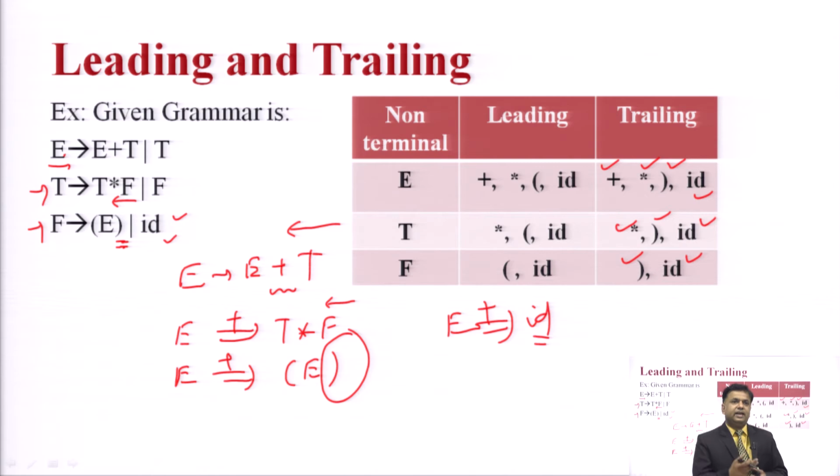Once we have the concept of the leading and trailing, then we can easily find out the relations between any two terminals. Any two terminals means what will be the relation between the plus and plus, what will be the relation between plus and multiplication, what will be the relation between plus and opening bracket, and so on. So, I think that the concept of the leading and trailing should be clear. Again I repeat one thing, leading means from the start, which terminal symbol will be my first, that is the concept of the leading, and trailing means from the back, which terminal symbol will be my first, that will be in my trailing set, right.